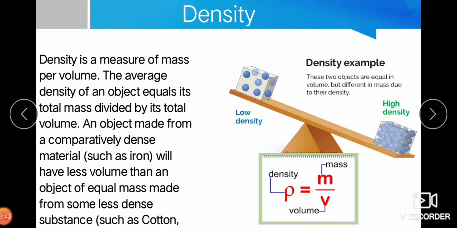Next topic is on density. Density, like the force or displacement, mass is a quantity. Mass divided by volume is known as density. If there is more mass in the same volume, the object is said to be more dense, like the solids.